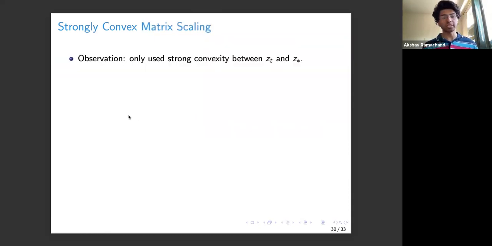Really, we can actually weaken some of these assumptions. We only need strong convexity on the univariate restriction from any iterate to the optimizer. So that might be easier to get. We don't need strong convexity everywhere.